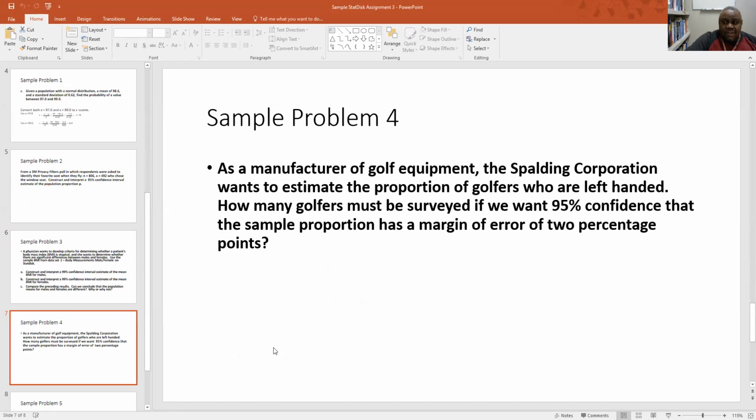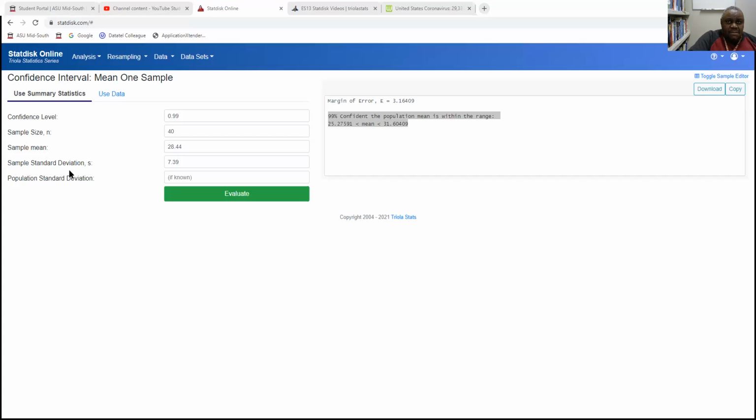Okay, so here we're trying to come up with a sample size determination. Okay, we can do that in StatDisk. All right, so let's go there. Okay, so now we need to click on Analysis.